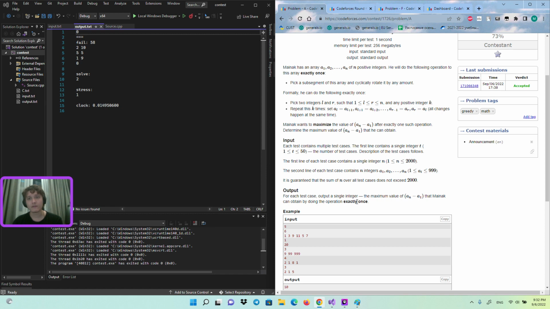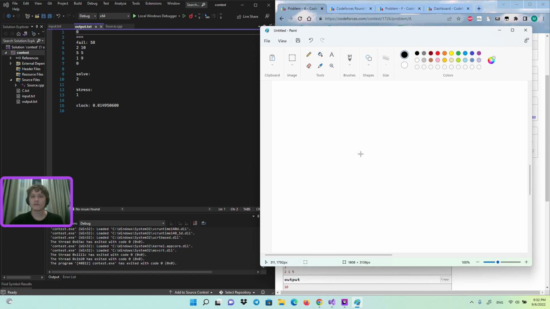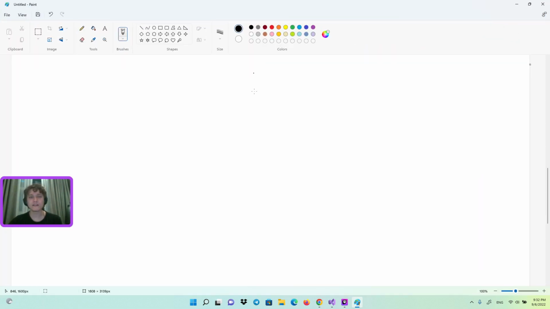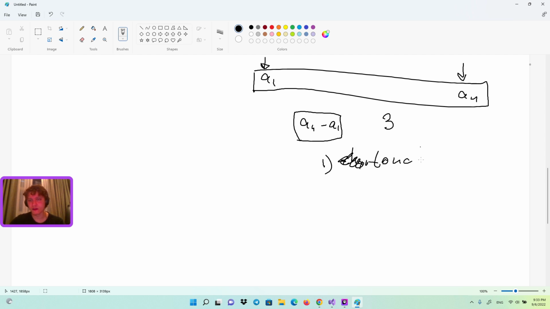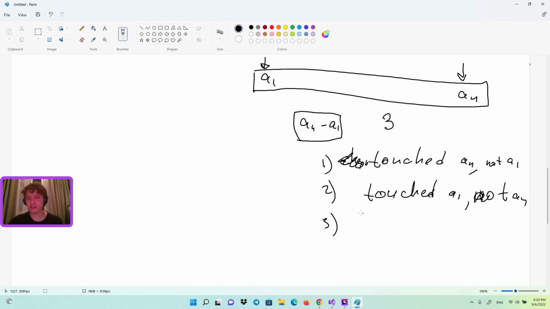So what's next? Our goal is to find the maximum possible value of an minus a1. Okay, what is it? First of all, let's consider three cases. You touched this element. By touched, I mean you changed it, maybe. So it is in the segment that we are rotating. So first case is we touched an, but not a1. Second is touched a1 but not an. And the third case, you touched both elements.